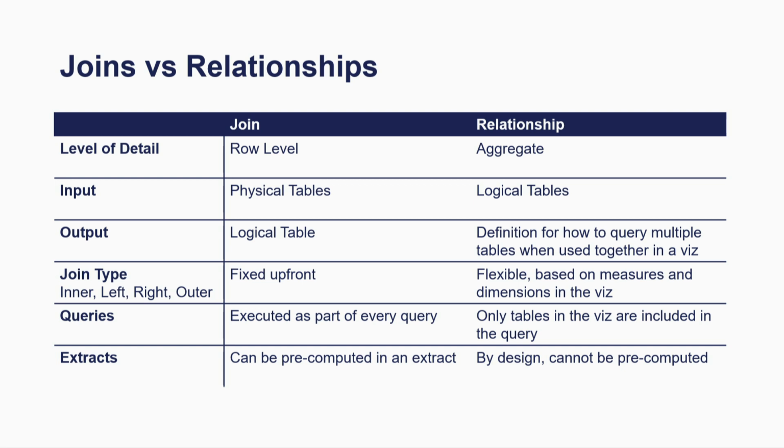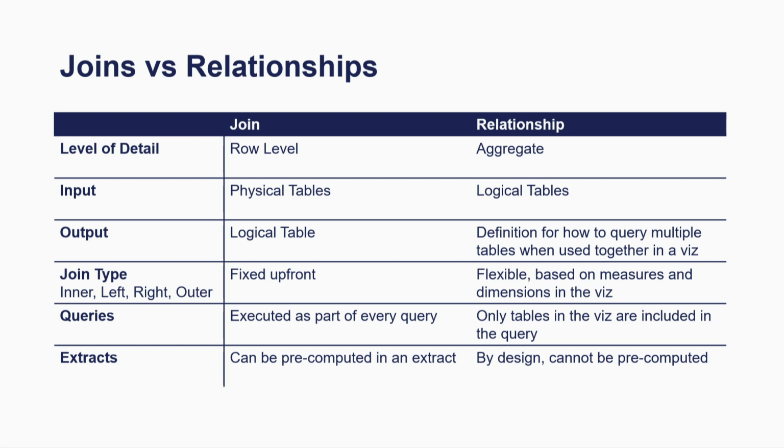With joins, you have to specify the join type up front, whether it's a left join, an inner join, or an outer join. With relationships, that concept no longer exists because the join type is determined on the fly based on the context of measures and dimensions and tables in your visualization. However, that said, you can still set it to give you an inner join if you choose. We'll get into that in more detail in the demo.